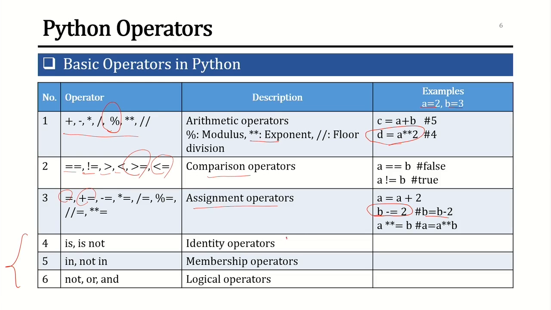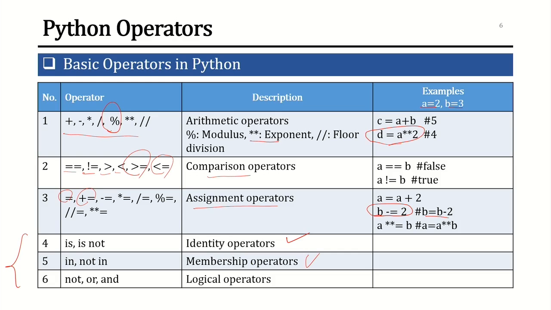Like we have identity operators, which allow you to check whether something is actually something, for example. Sorry, it's not belong to something. And we have another, membership operators, which allow you to check whether something exists in something.